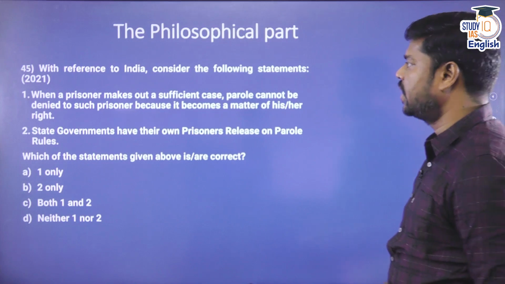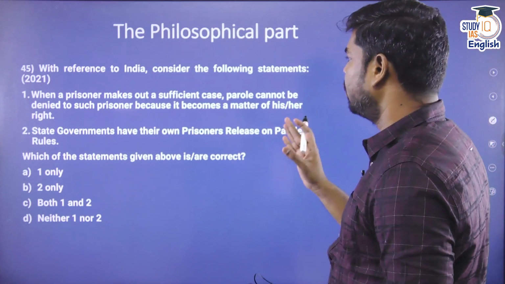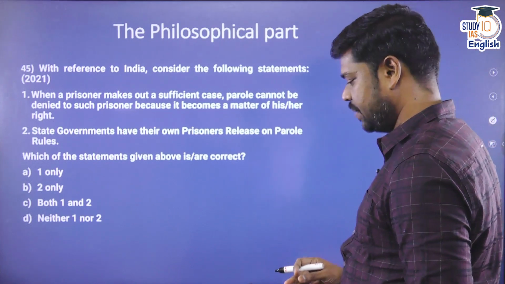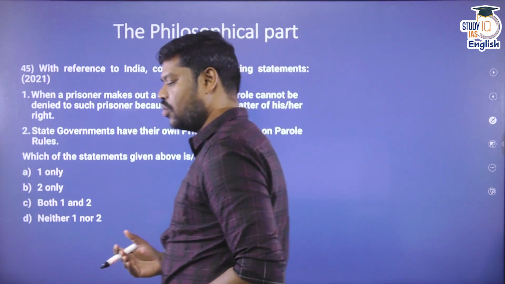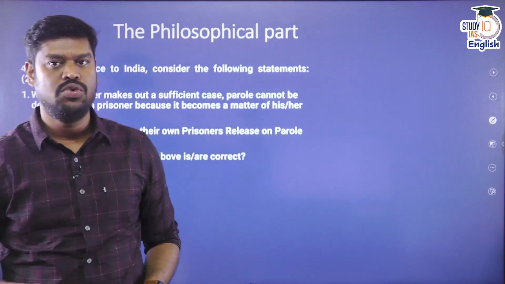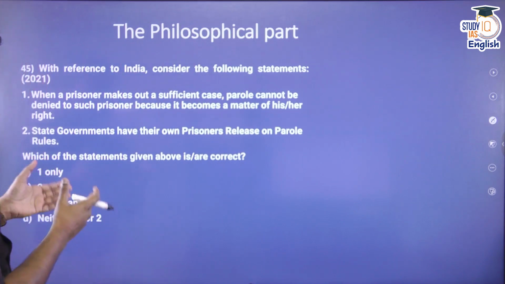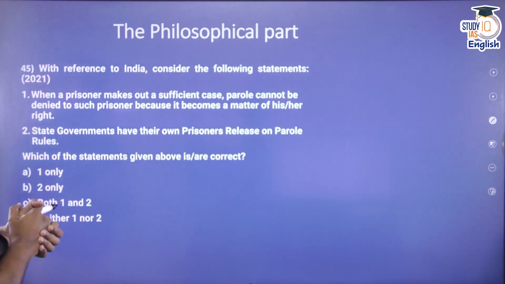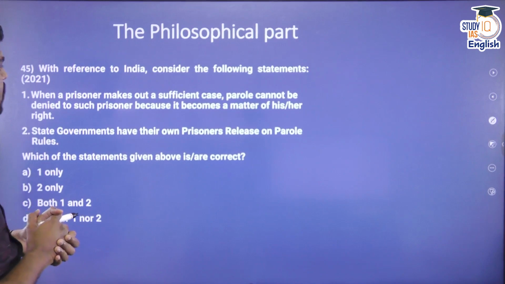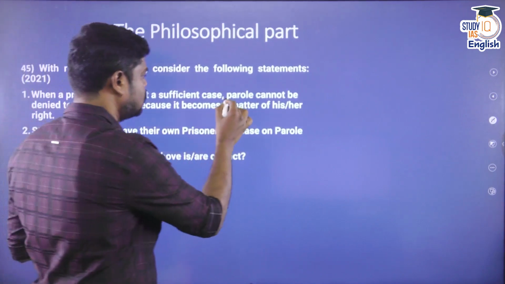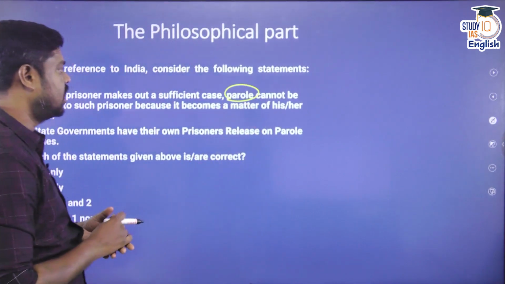So, come to this particular question. With reference to India, consider the following statements. This statement is talking about the parole which is given to the convicts who are in prison. Statement 1, when a prisoner makes a sufficient case for parole. First we will have to understand what is parole.